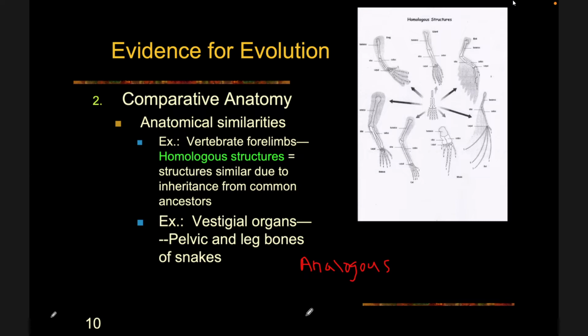Yes, Avani? It's called analogous characteristics? Yes, analogous characteristics due to convergent evolution. Okay, thank you.